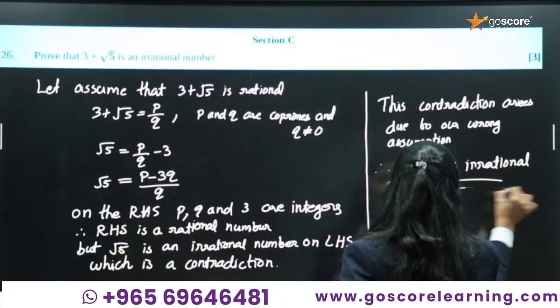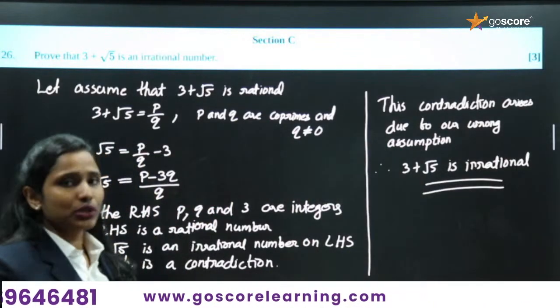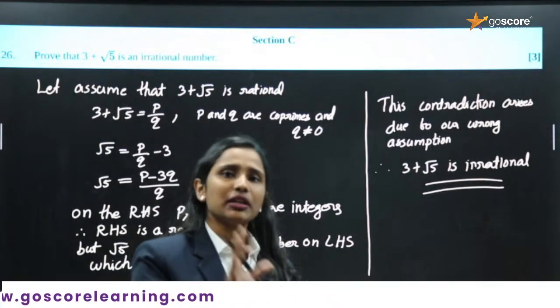So we got the proof. Clear? So this is a question which is most likely to come. That is 99% of the time this question will come. We need to prove some number is irrational.